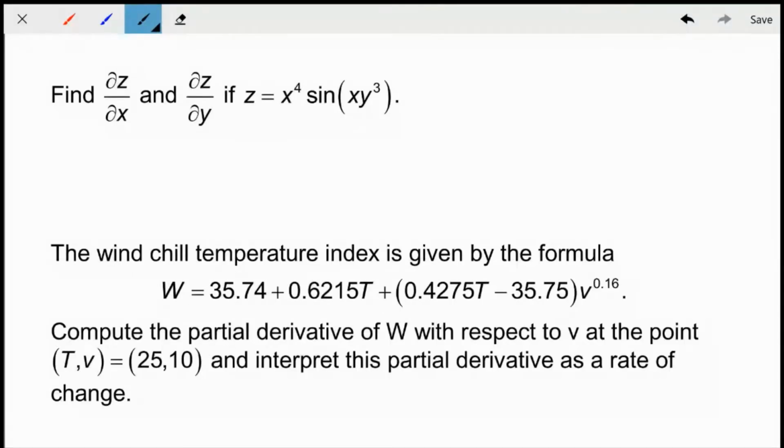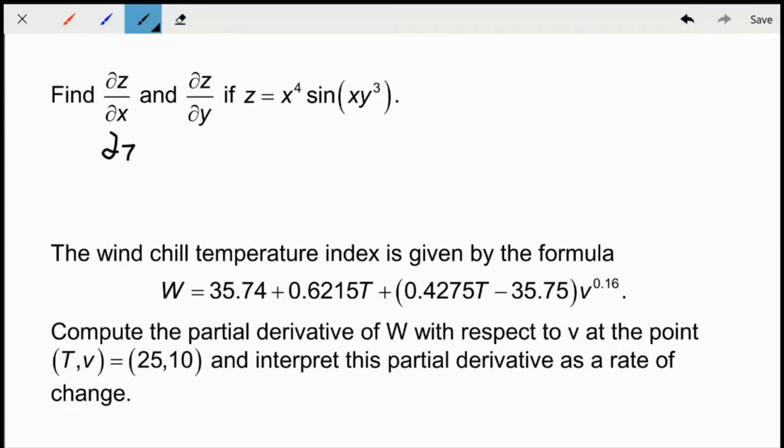All right, on this next problem, we are asked to find del z del x and del z del y if z is equal to x to the fourth sine xy cubed. So it's really the same thing. The only difference here is we're going to be using different notation as we work through the problem.